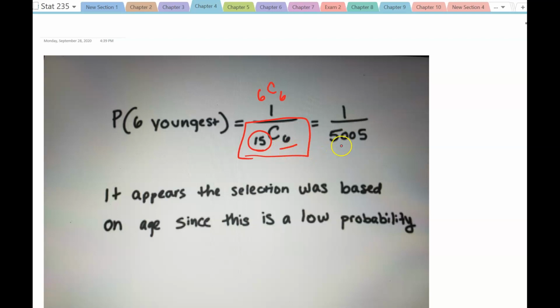And if you plug this in your calculator, or if you do the calculation of 15 factorial over 15 minus 6 factorial times 6 factorial, this is dividing through the repeats, of maybe you pick the youngest and the second youngest, versus you pick the 6th youngest and the 5th youngest or whatnot. This is the combination versus the permutation. So most calculators can do this for you, or you can plug this in your calculator and you get 5005.